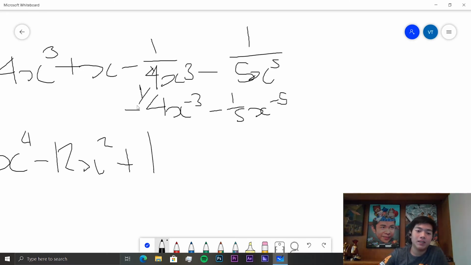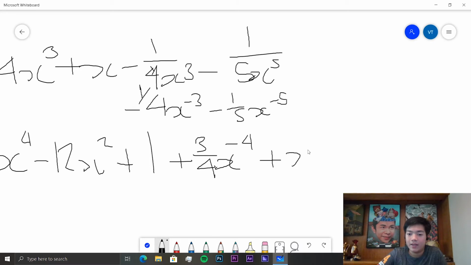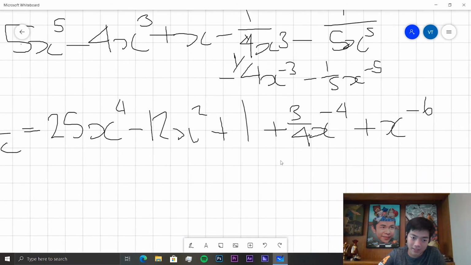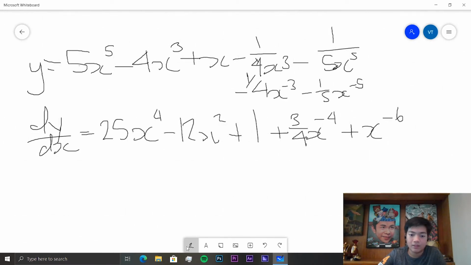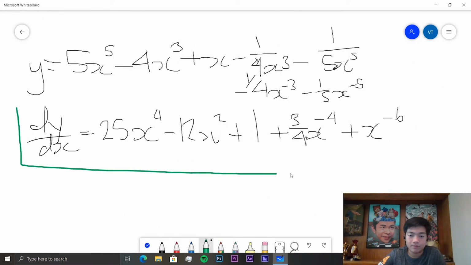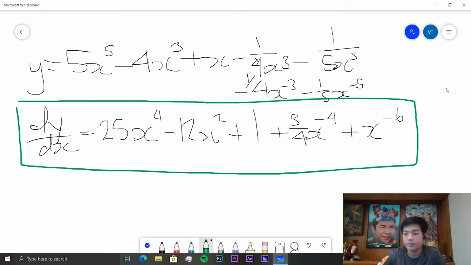So we have negative 3 times negative 1/4, so that's plus 3 over 4 x, and then we subtract 1 from the power. So in this case, it's not x squared, it's x to the negative 4. And then over here, we have negative 5 times negative 1/5, so that becomes 1 x to the negative 6, since negative 5 minus 1 is negative 6. So that should be our answer.